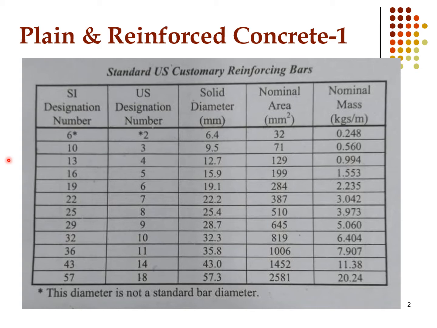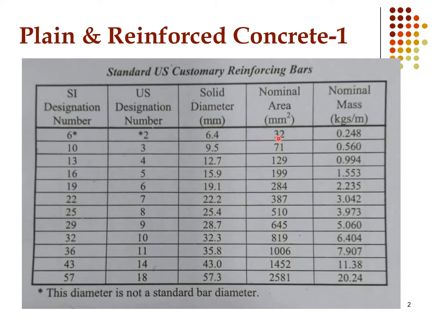This table helps us to choose the nominal area of the various sizes of rebar. You can see that in the first column we have 6, 10, 13, 16, 19, 22 and so on. These are basically the bar numbers. 6 means the 6 millimeter bar, 10 means the 10 millimeter bar, 13 means the 13 millimeter bar.